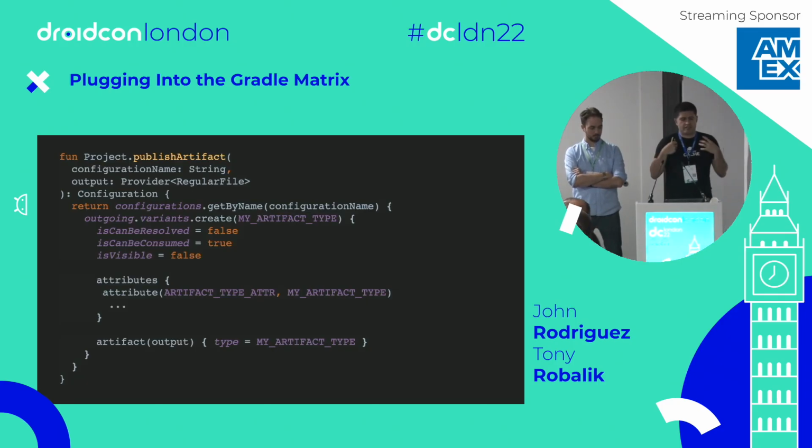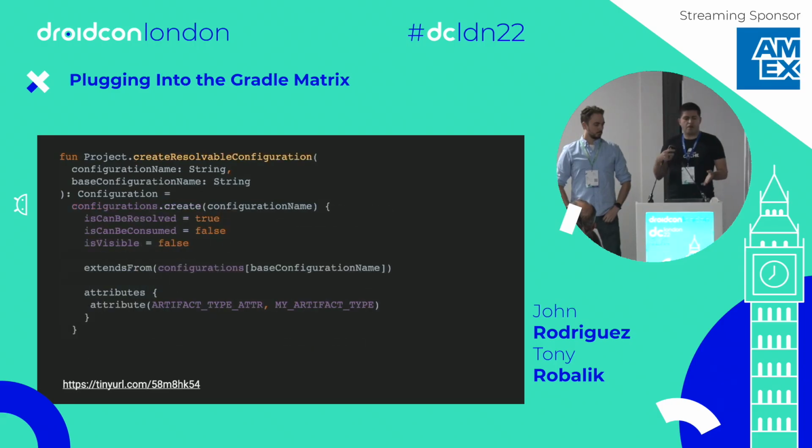This is done under the hood by Gradle, but you yourself could publish an artifact and then have another downstream module ask, hey, does anybody publish an artifact of this type? And Gradle will do the matchmaking for you. And this is the right way to decouple tasks and modules from each other.